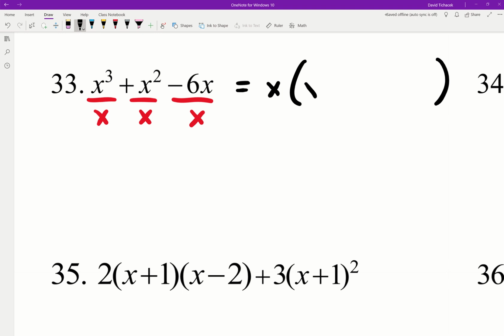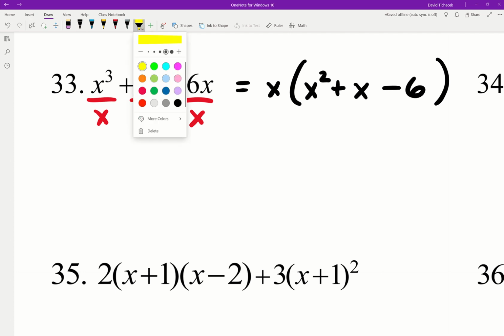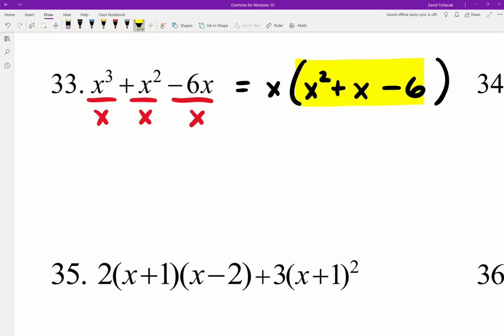So x cubed divided by x makes x squared, plus x squared divided by x makes x, and then minus 6x divided by x, that's going to give you 6, okay? So we just factored out that GCF, but we may not be finished because what I always want you to do is take a look at what you have left over here and determine if you can keep going, okay?